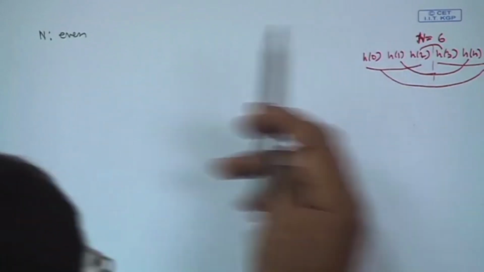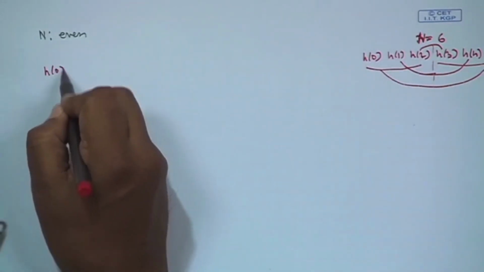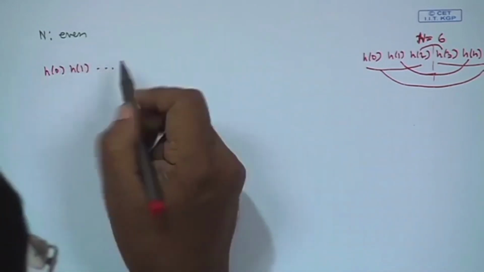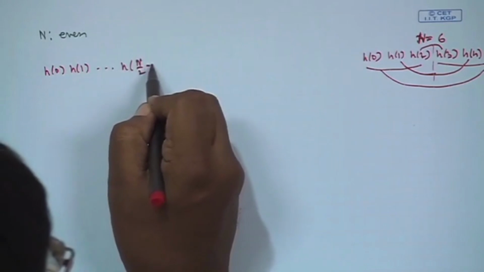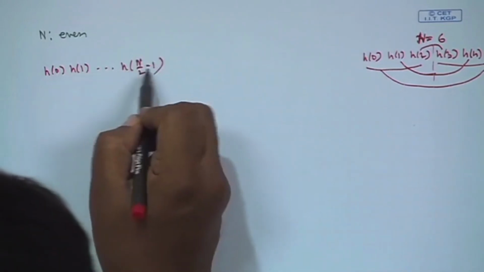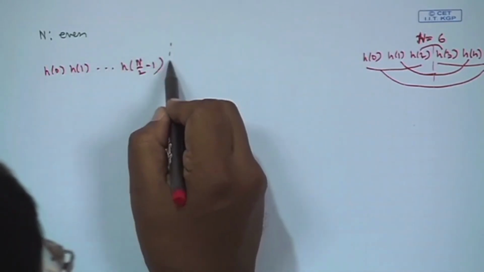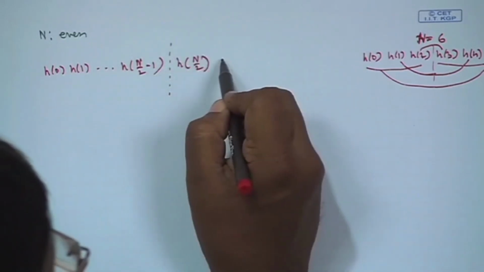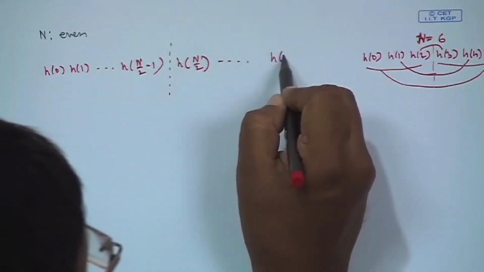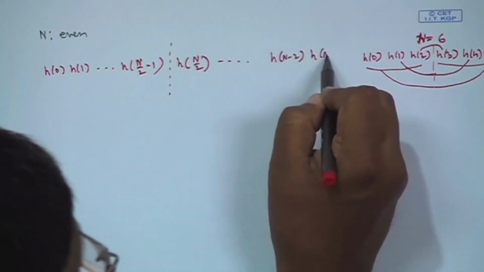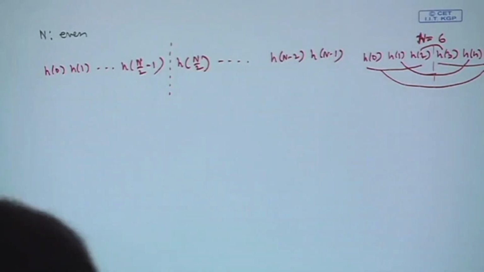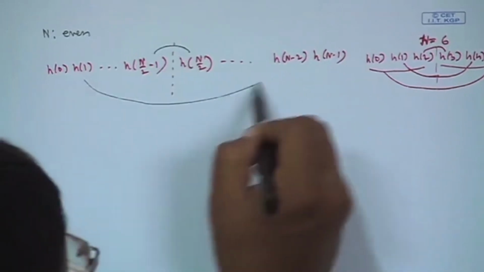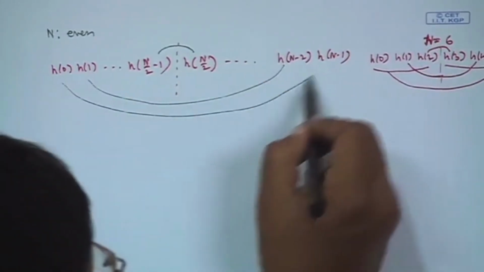All right. So, in general, I will have H 0, H 1, dot dot dot, total n by 2 terms. So, it will go up to n by 2 minus 1. Then 0, 1 up to n by 2 minus 1 means total n by 2. Then a mirror here, and then next is n by 2, dot dot dot, and I will have this mirror image symmetry. These two will be same, these two will be same, these two will be same.